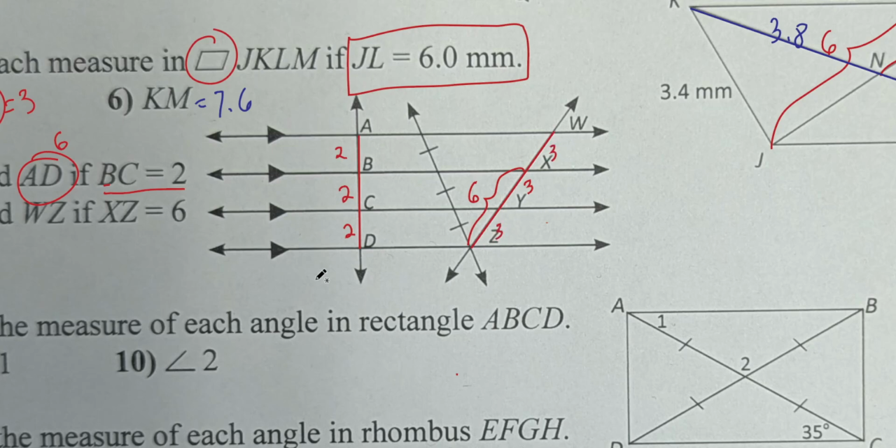So what are we trying to find? We're trying to find just from X to Z, from here to here. I'm sorry, that's what they gave you. WZ, from here all the way to there. So what is it? 6, 6, or 3, 3, and 3 is 9, so WZ is 9.